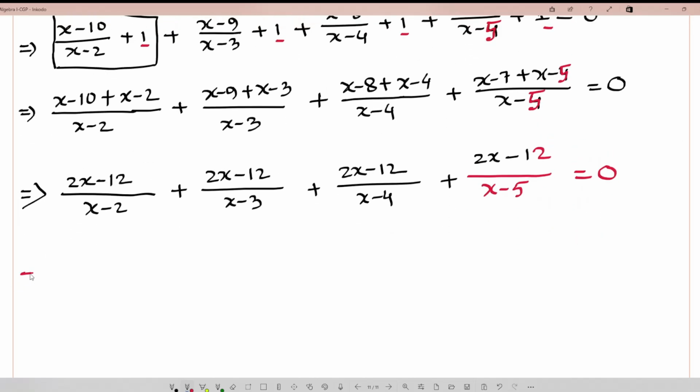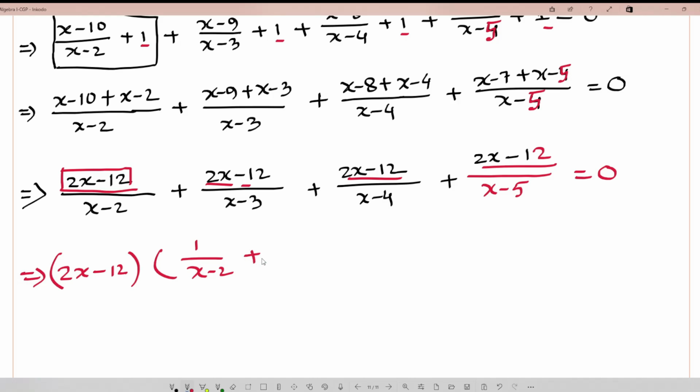Now look, everywhere it is 2x−12, right? So we can take 2x−12 common. So here is 1/(x−2) + 1/(x−3) + 1/(x−4) + 1/(x−5) equals 0, right?